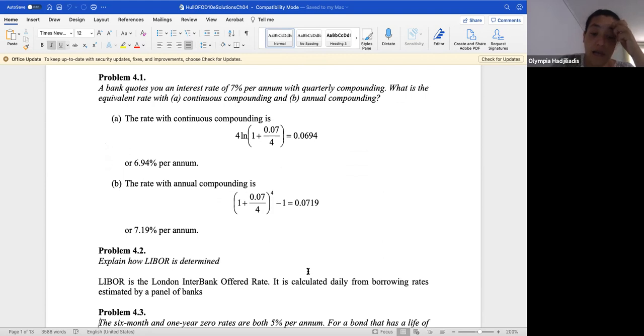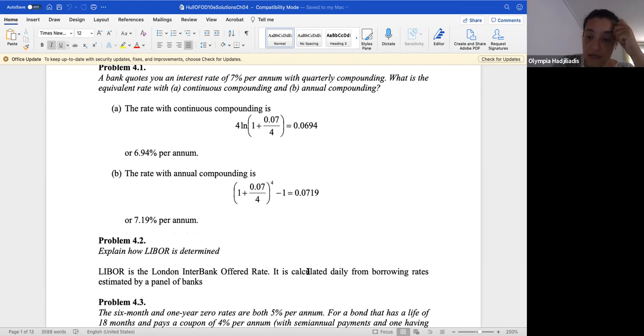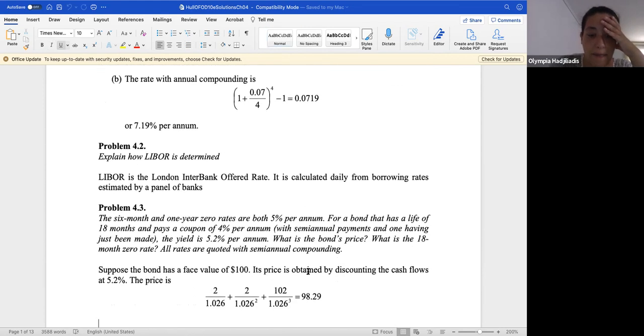So explain how LIBOR is determined. LIBOR is the London Interbank Offered Rate. It is calculated daily from borrowing rates estimated by a panel of banks. Now the 6-month and 1-year zero rates are both 5% per annum. For a bond that has a life of 18 months and pays a coupon of 4% per annum with semi-annual payments, one having just been made, the yield is 5.2% per annum. What is the bond's price? What is the 18-month zero rate? All rates are quoted with semi-annual compounding.